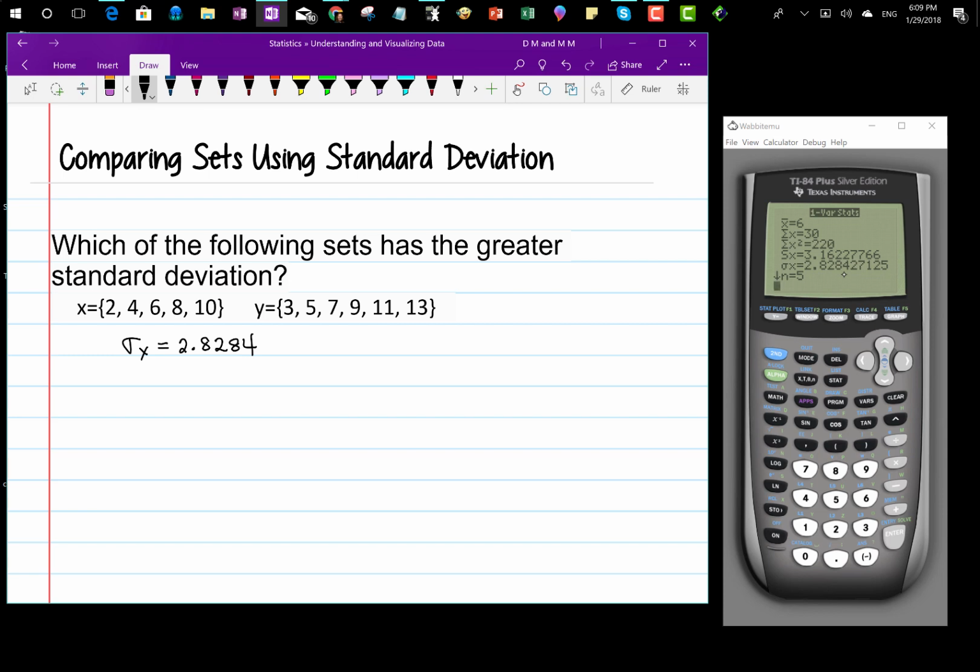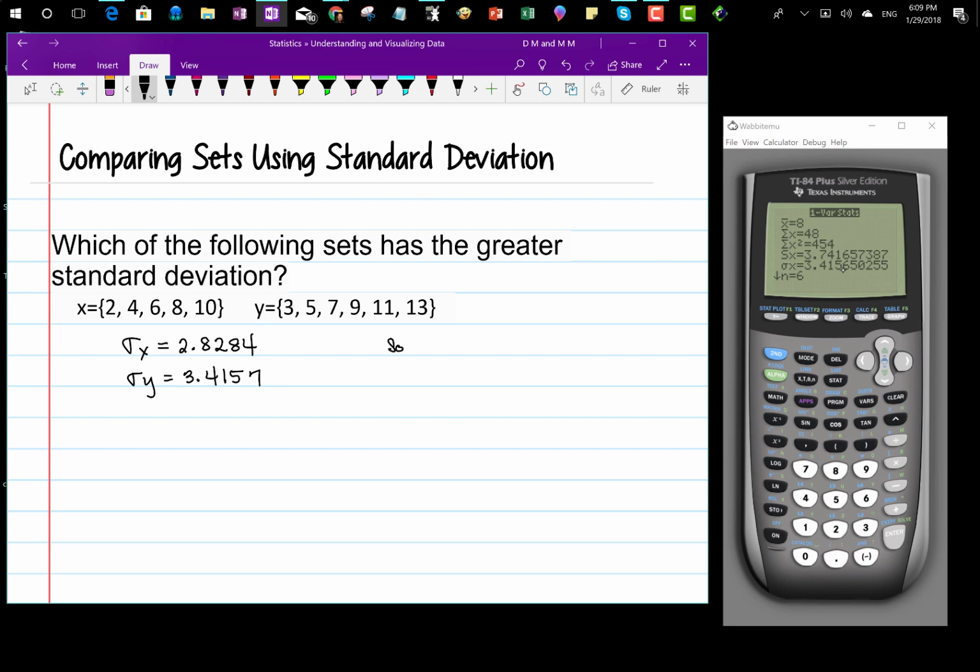Now I need to go back and find sigma y. So I press stat, arrow over to calc, choose number 1 again. This time my list is L2. So I press second and 2, enter. Don't have a frequency list, enter, and now I press calculate. Okay, so for my second list, my sigma y is 3.415, and if I round that to the 4th decimal place, that's going to become 7.